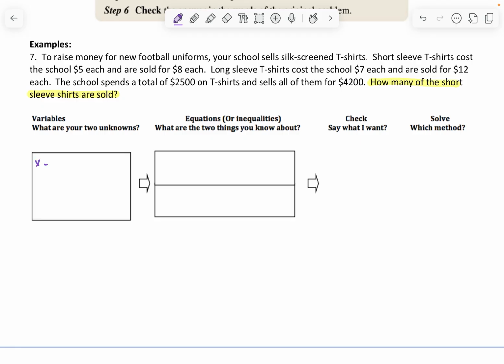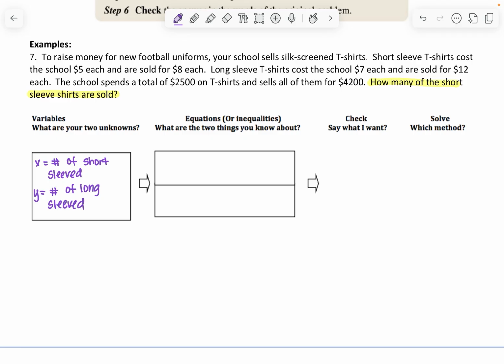So I'm going to let X equal, I'm not just going to say short sleeve, because there's lots of things I could count about the short sleeve: their cost, their size, their weight of each package or something like that. So we need to be specific that X is standing for the number of short sleeved. And then I'm going to let Y equal the number of long sleeve.